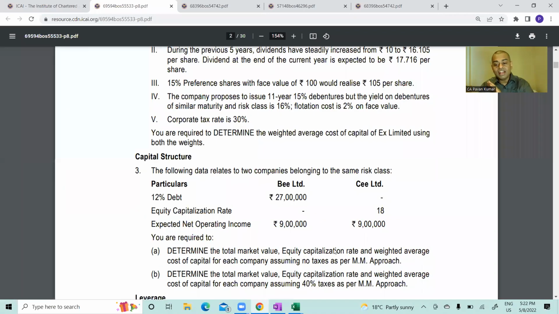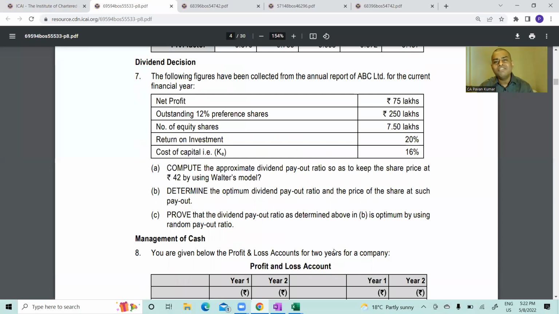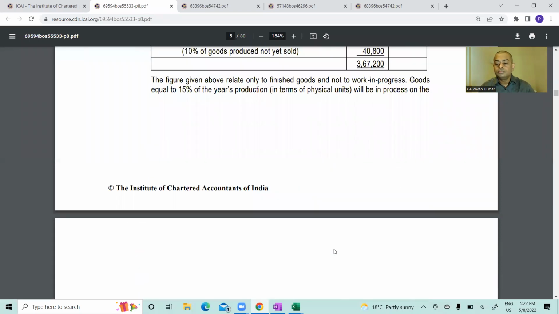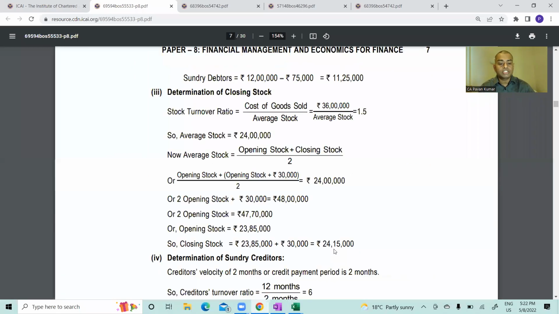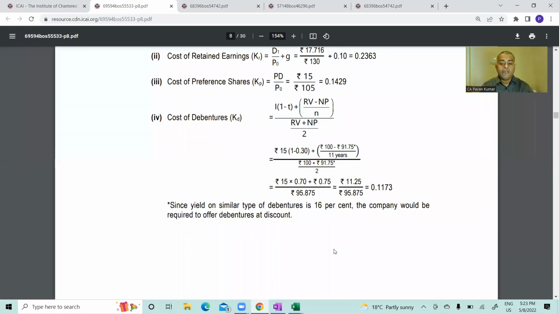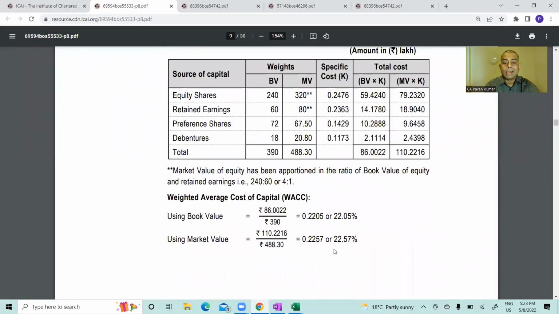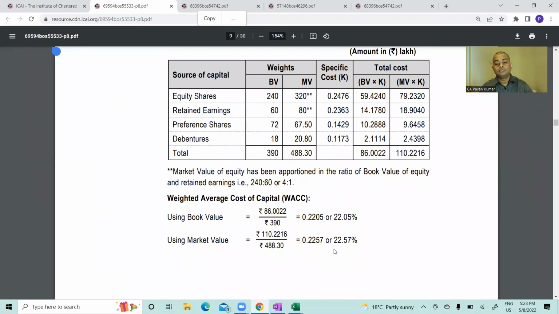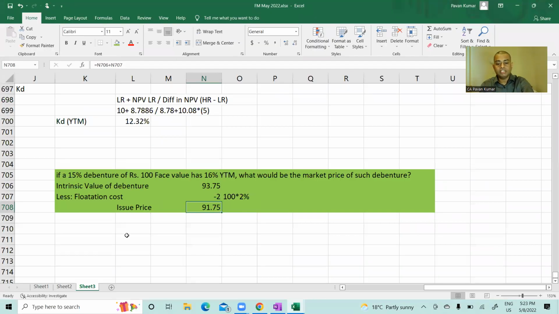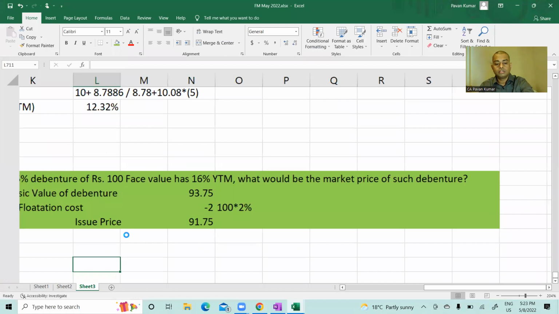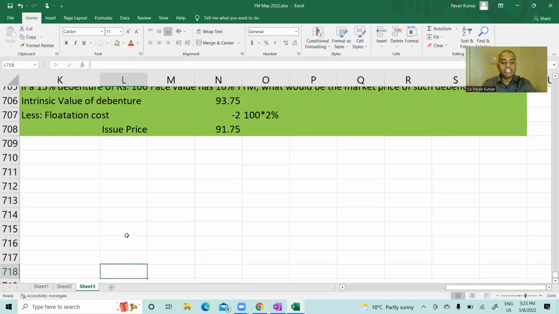Okay, now that we have calculated the cost of all the components, isn't it very simple to calculate the weighted average cost of capital? Put the heading: calculation of weighted average cost of capital. Akshay, please turn on your mic and respond. Tell me, how many sources of capital are there?